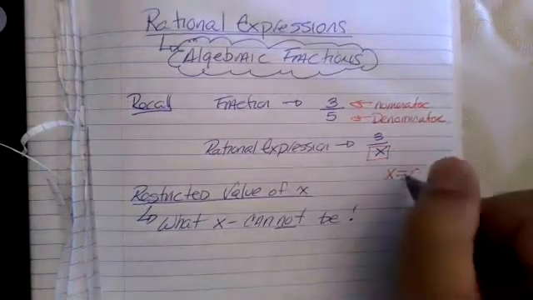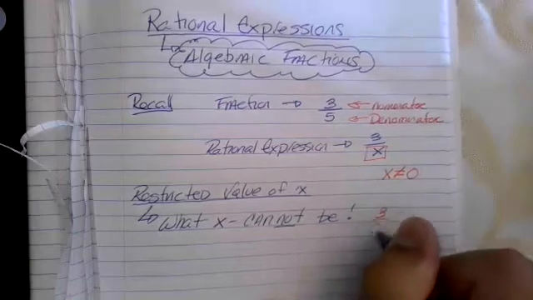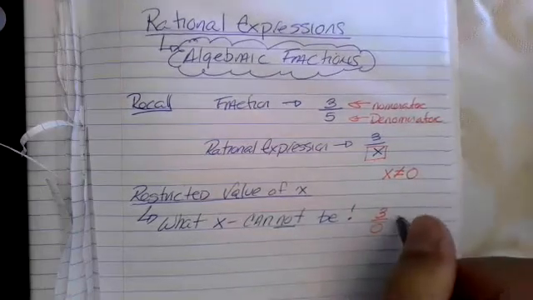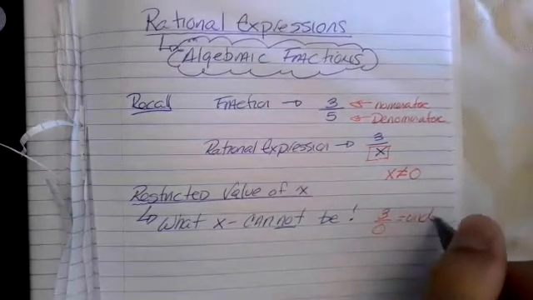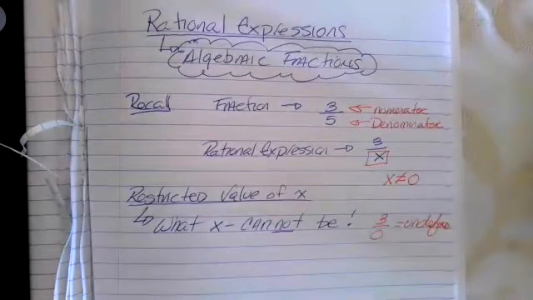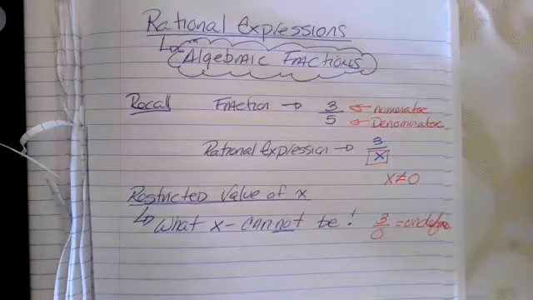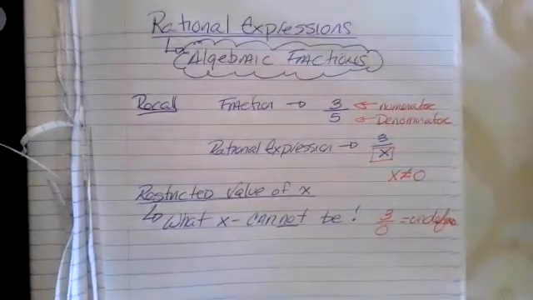Because if x was equal to 0, I would have 3 over 0. And 3 divided by 0 is undefined. So you can never have a 0 in the denominator. Your numerator can be 0, but your denominator cannot be 0.